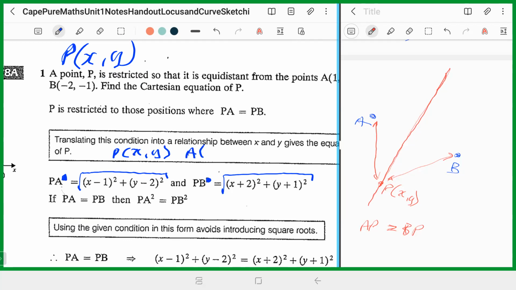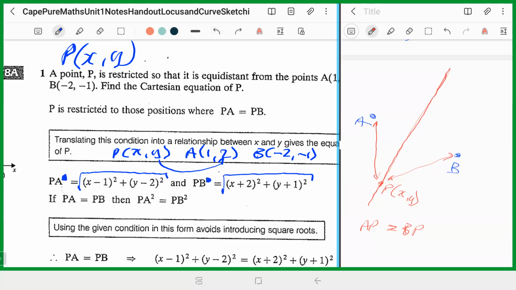A is a point (1, 2) and B is a point (-2, -1). So this is a formula. This becomes the expression for PA because it is (x minus 1) squared, see there? And (y minus 2) squared, see there? Under the square root sign.